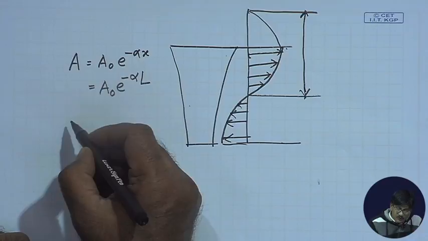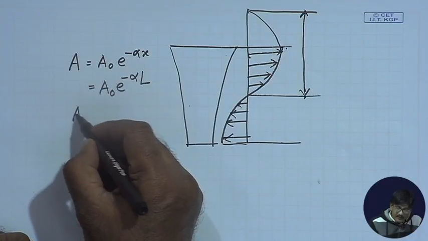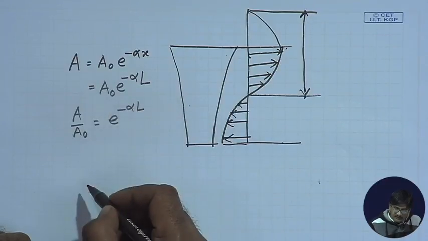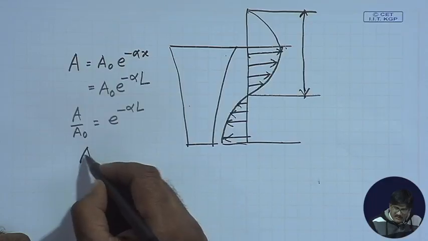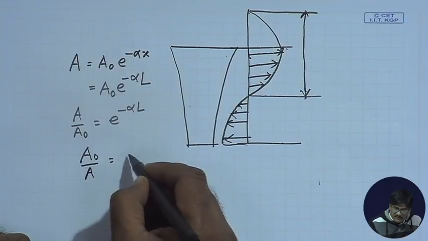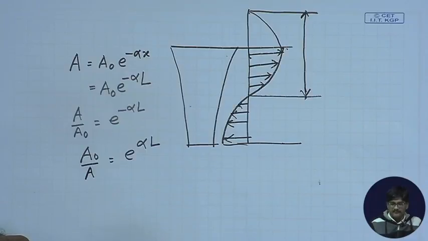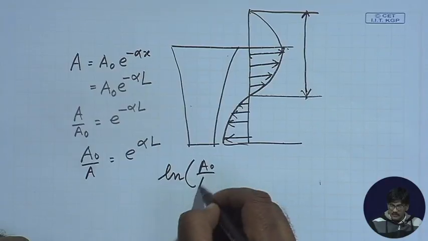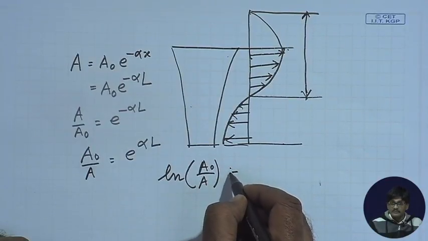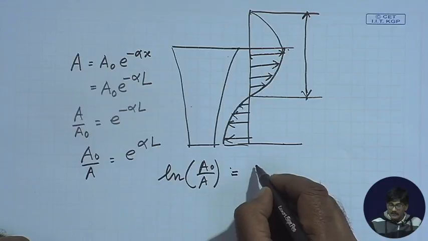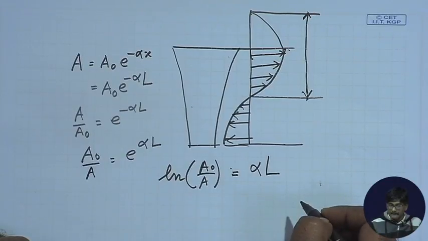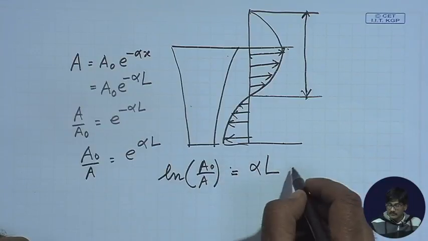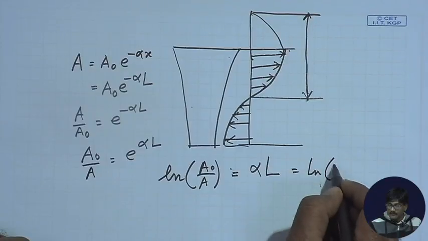So we can say A by A0 is equal to e to the power minus alpha L, and therefore A0 by A is equal to e to the power alpha L, which means if I take the log, I will get ln(A0 by A) equal to alpha L. Here I am making a replacement: this is equal to ln of n.